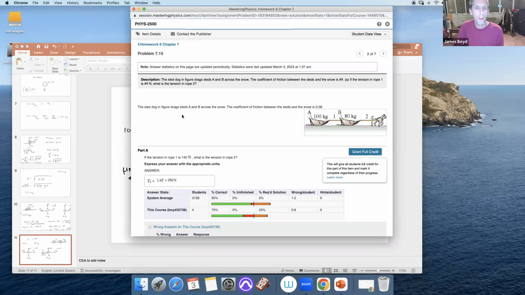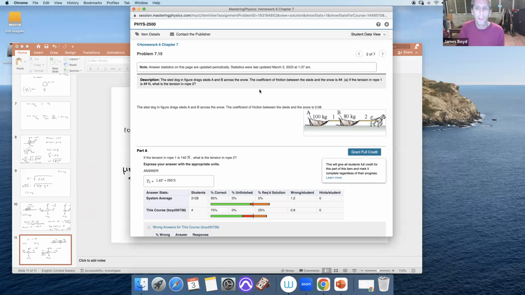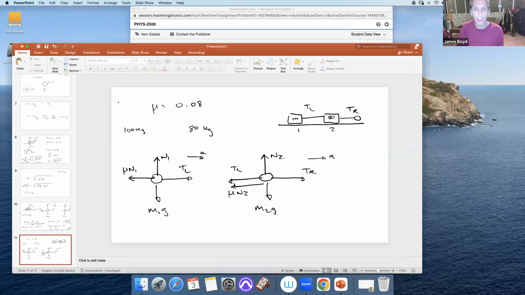Now, the sled dog drags sleds A and B across the snow. Coefficient of friction at 0.08. I think we are supposed to assume that... well, maybe we're not supposed to assume that yet. Yeah, we are. So I think we need to find the tension in the rope that the dog is pulling. We need to find how much this guy needs to pull.